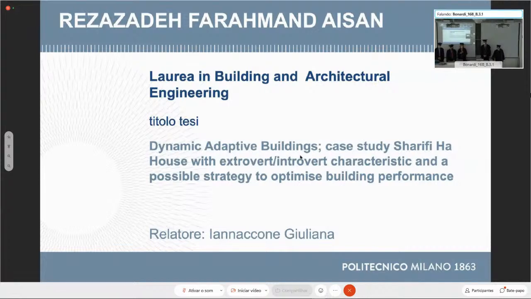Faramand Aisan Reza Sadeh, dynamic adaptive buildings, case study, Sharifi House with extrovert-introvert characteristics and possible strategy to optimize buildings performances. 90.